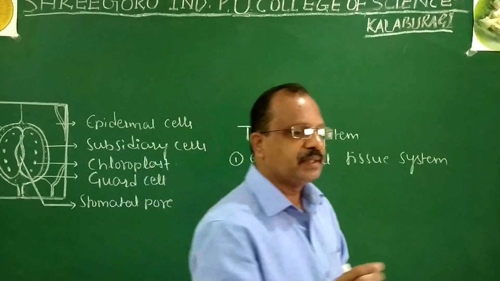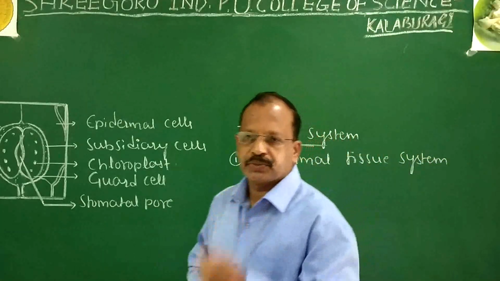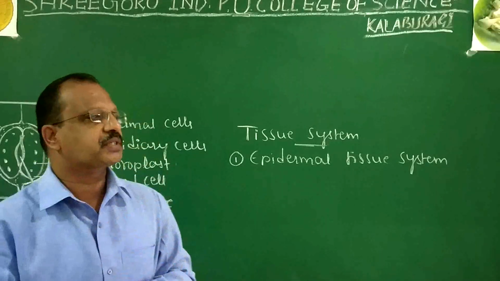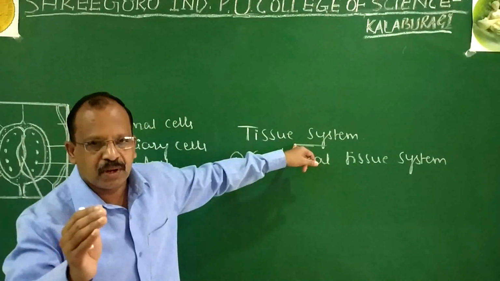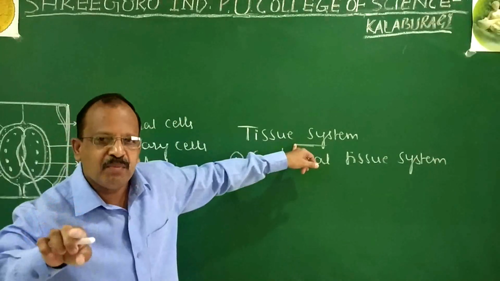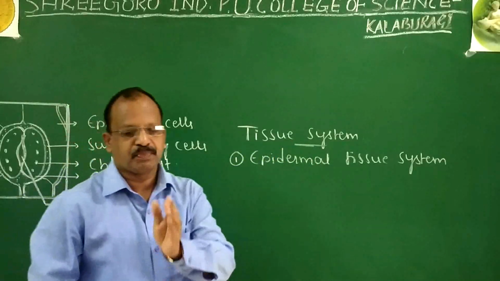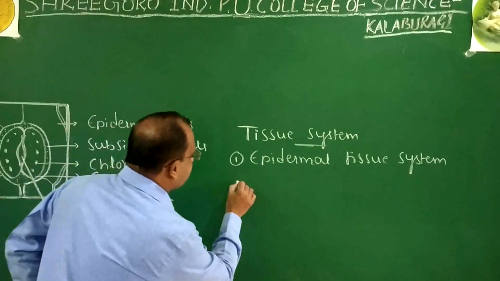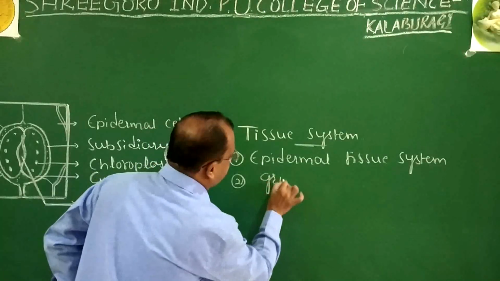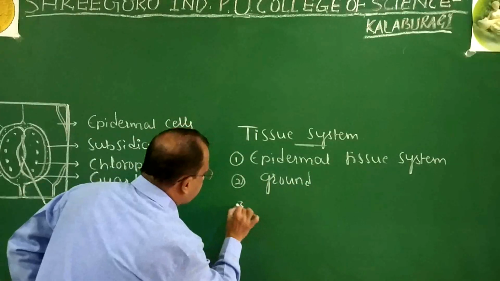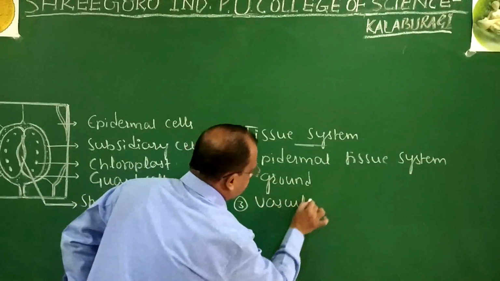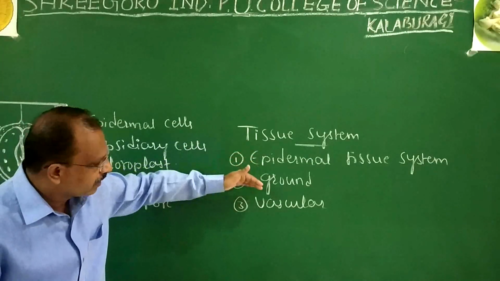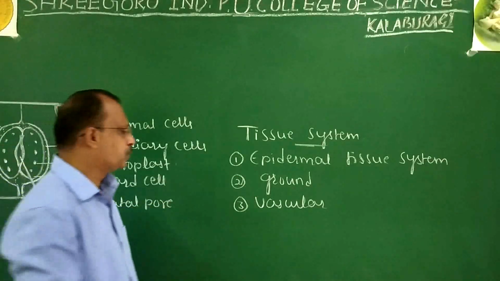Followed by that, I introduced the tissue system. A collection of tissues performing the same general function is called a tissue system. Under tissue system, there are three types: epidermal tissue system, ground tissue system, and vascular tissue system.